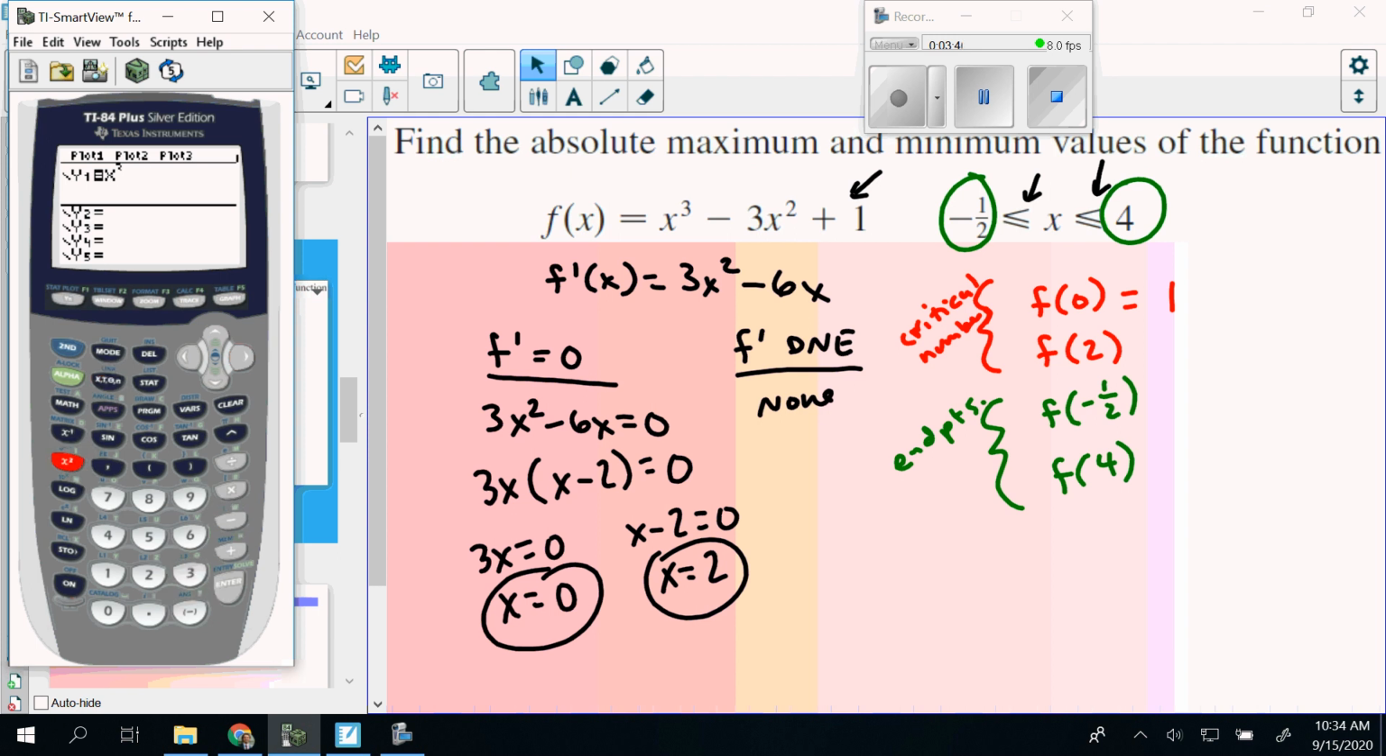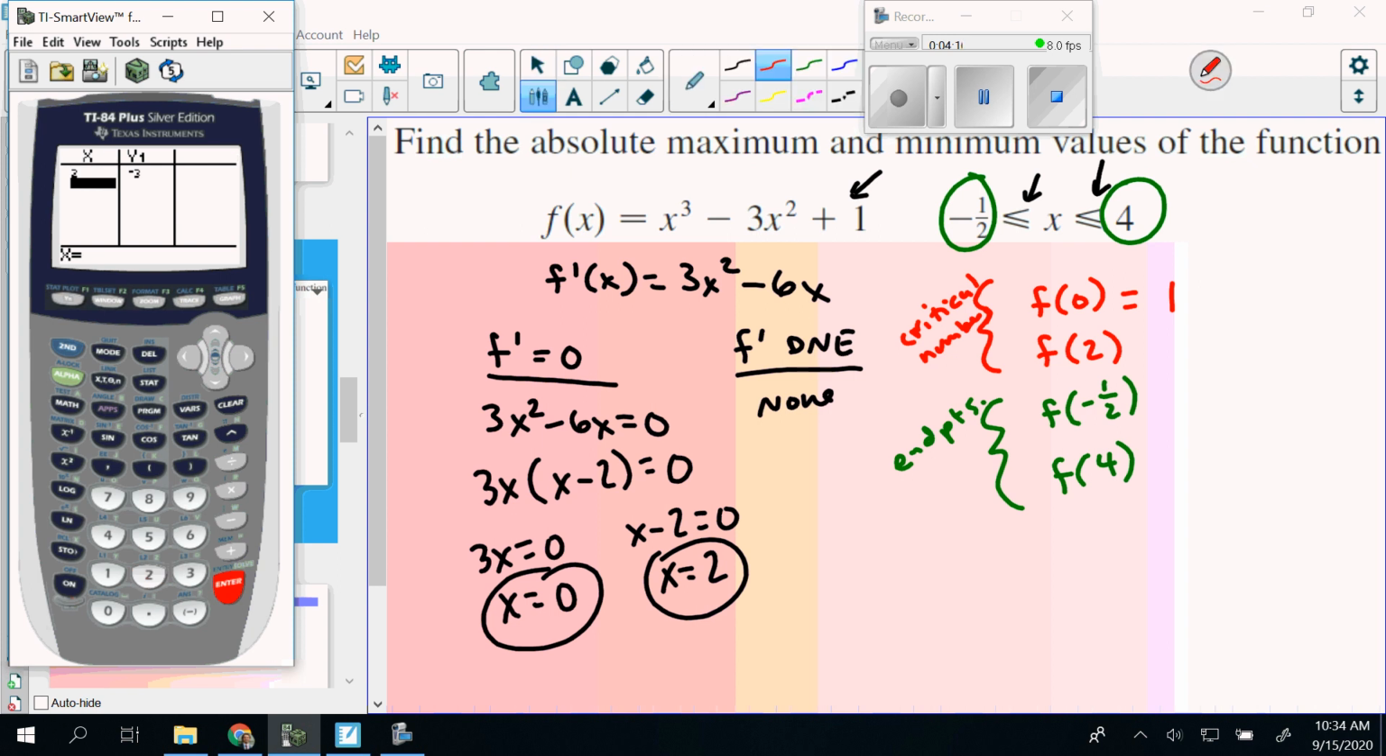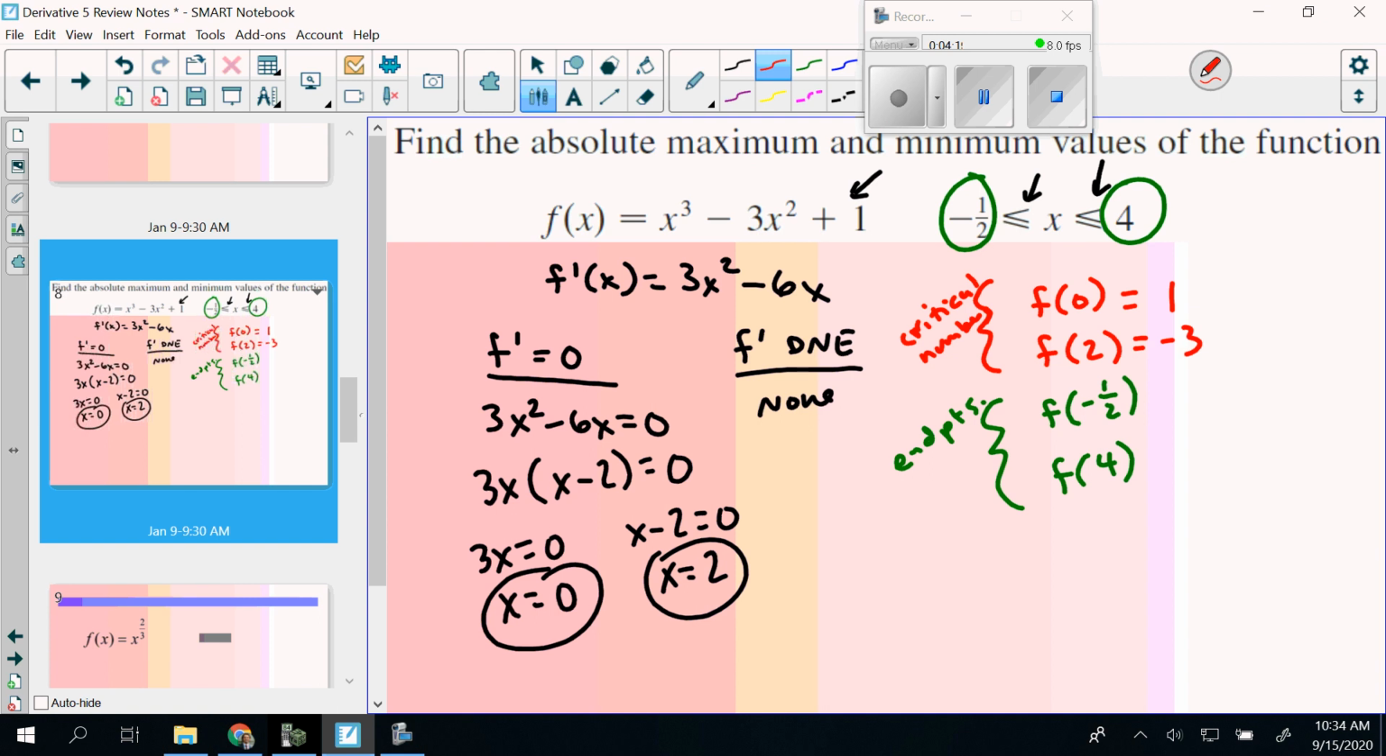So once you have it inputted, you can get values from your table. You can go to your table settings, and then instead of having this auto do it, I'm going to change it to ask, because then we can put in the value we want. So now I'm going to go to my table, and you can see you can input whatever x value you want there to figure it out. So if we put in 2, it should tell us what f of 2 is. So f of 2 ends up being -3. And then again, that's just putting those values in there.